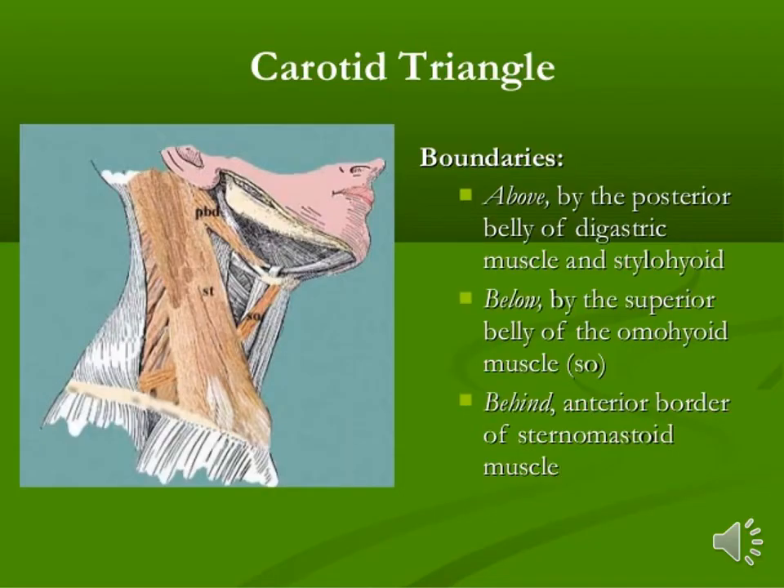The third triangle, we call it the carotid triangle, due to the carotid arteries within it: the common carotid artery, internal carotid artery, and external carotid artery. Its boundaries: above, the posterior belly of the digastric muscle and stylohyoid process; below, the superior belly of the omohyoid muscle; behind, the anterior border of the sternocleidomastoid muscle.